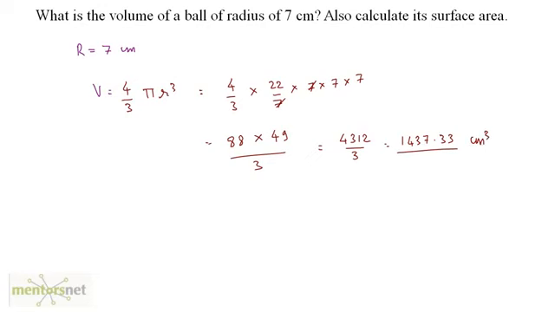This is the volume of this ball, and the unit will be centimeter cube, or cubic centimeters, right? Now we have also been asked the surface area. So surface area is equal to 4 times pi r square, right? So 4 times 22 by 7 times 7 times 7. One of the 7s gets cancelled out. We have 88 times 7, and 88 times 7 will give you 616 centimeter square. So that's the surface area, right? You should just know the formulas, put in the data and get the answers. We have another question now.